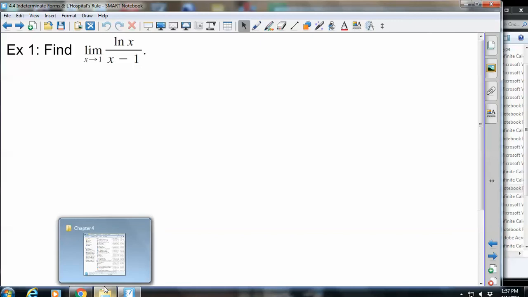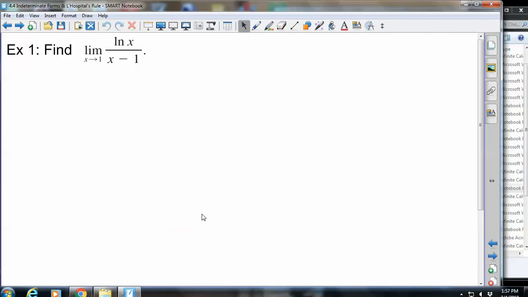The one that I gave you. The limit as x approaches 1 of natural log of x over x minus 1. First we check. If I just put 1 in there, natural log of 1 is 0, 1 minus 1 is 0. So this is an indeterminate form, 0 over 0. So what we do, we will use our L'Hopital.